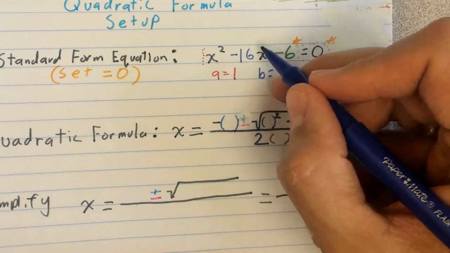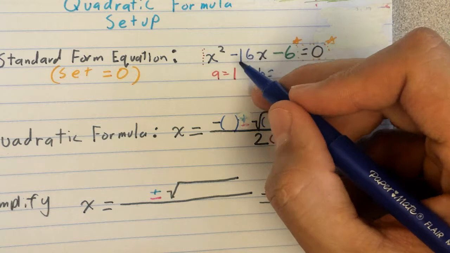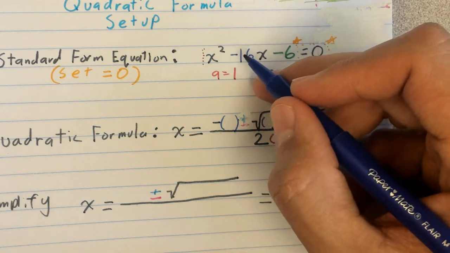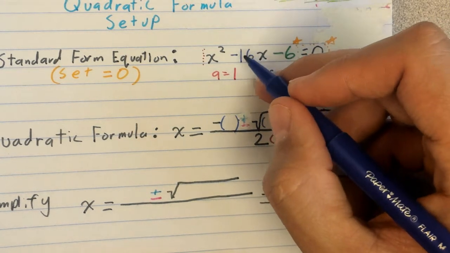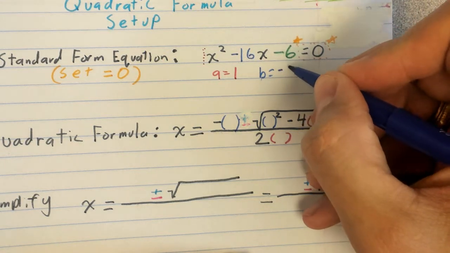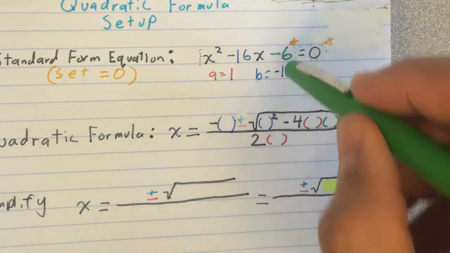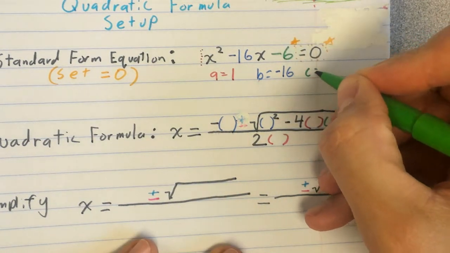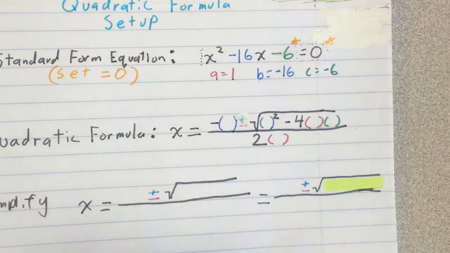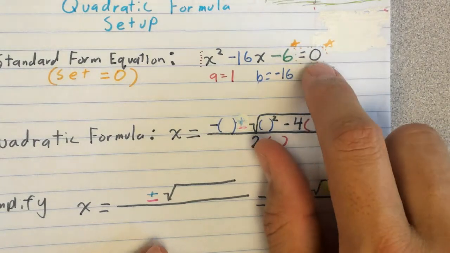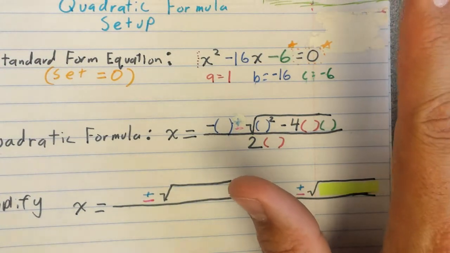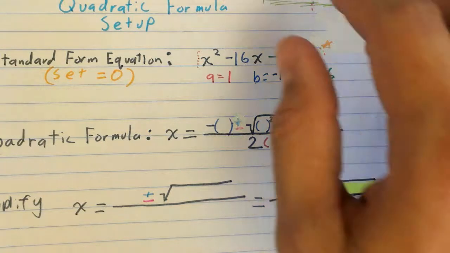You're including the sign in front of it. Whatever sign's in front of it, you keep. If it was plus 16, it would be positive 16. This is negative 16, so we're going to say that is negative 16. And the last one, the c value at the end, c is equal to negative 6. And of course, this has to equal 0. If it does not equal 0, this does not work and you're not doing anything productive.